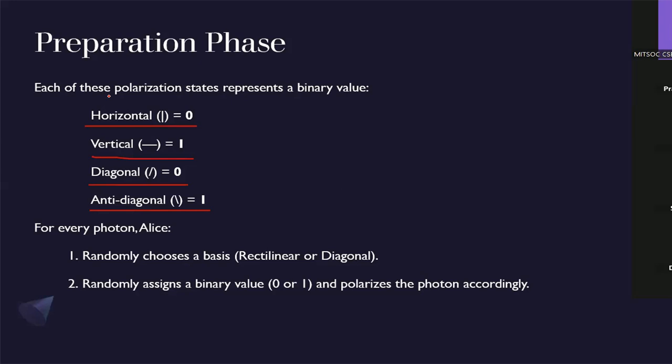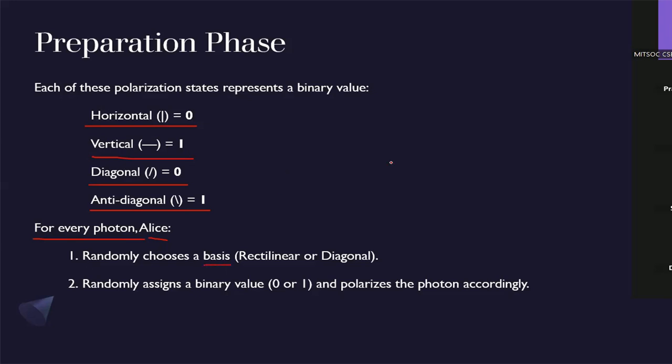So the sender initially finds out these values, or these default values might be present. For every photon, Alice will choose a random basis.